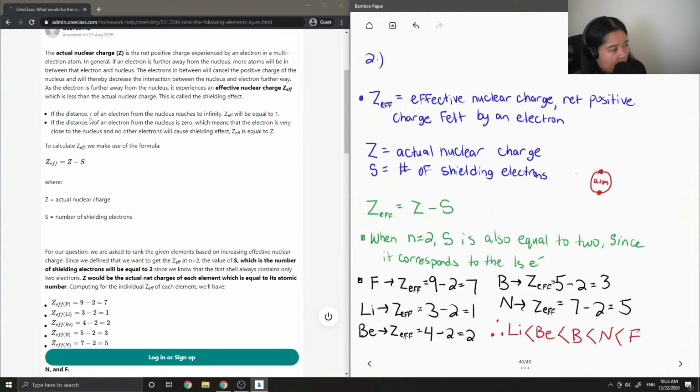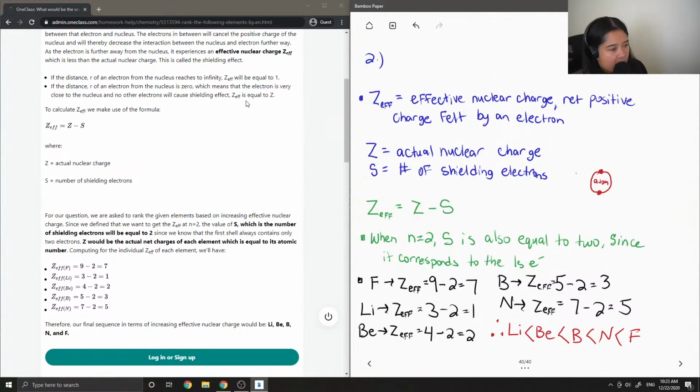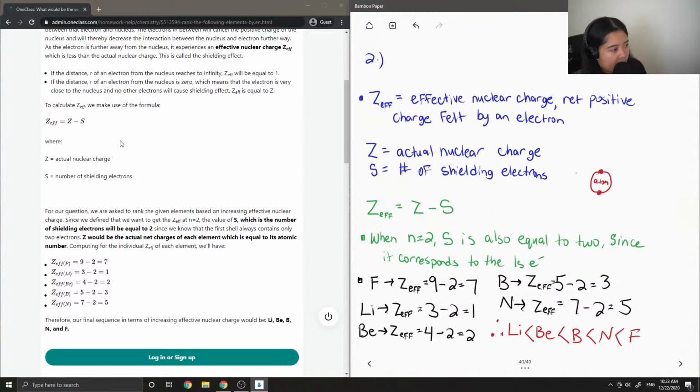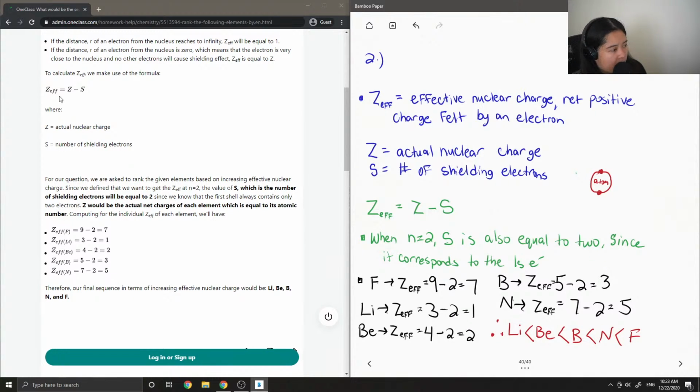If the distance r of an electron from the nucleus reaches infinity, the effective nuclear charge will be equal to 1. If the distance r of an electron from the nucleus is 0, which means that the electron is very close to the nucleus and no other electrons will cause shielding effect, the effective nuclear charge is equal to the actual nuclear charge. Okay, so they have the formula Zeff equals Z minus S.